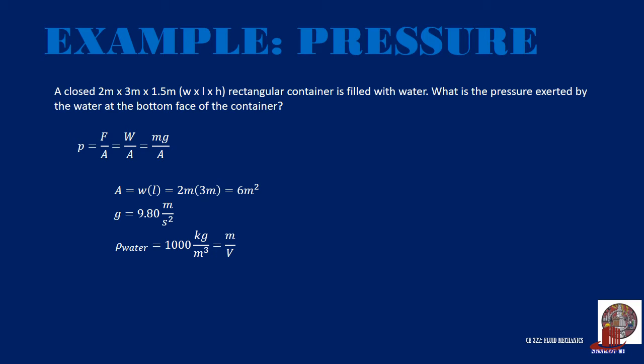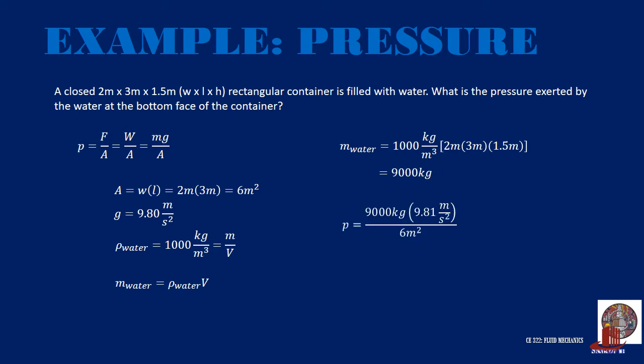So, by using mass of water as its density times the volume, we get 1,000 kilograms per cubic meter times 2 meters times 3 meters times 1.5 meters, which is equal to 9,000 kilograms. And now that we know the mass, we can multiply it with G and divide it with the area of the base of the tank, which is 6 square meters, giving us the answer of 14,715 pascals.